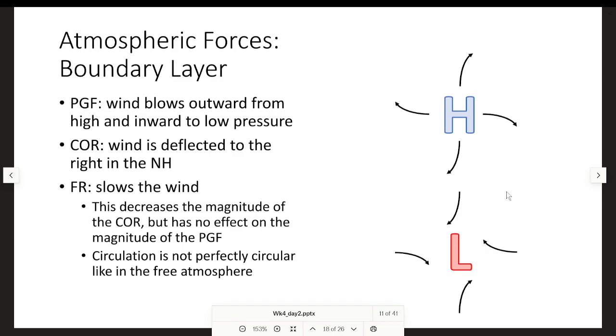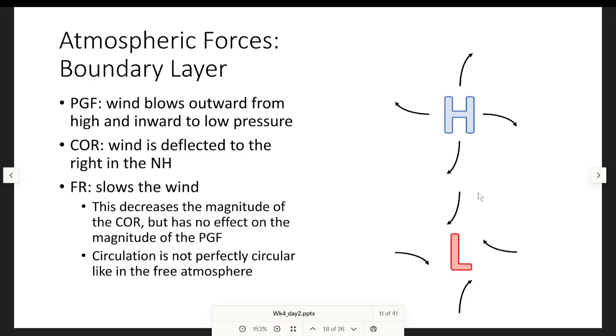So, PGF, wind blows outward. This is in the boundary layer, near the surface. The wind blows outward from the high and inwards towards the low. Then the wind is deflected towards the right in the northern hemisphere. And then the friction slows down the wind.